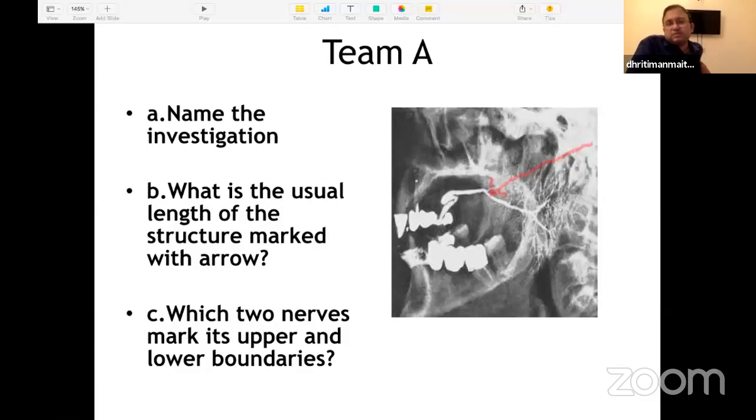Yes, so this is a parotid duct, true. This is a sialogram, or a ductogram is fine. But sialogram is the term. So I'll give you half on that. And length is 5 centimeters, not 15. The nerves which mark its upper and lower boundaries are the upper and the lower buccal. So, I mean, we can give him, I think, 4 out of 10. Or 3. Yeah, 4 out of 10 is fine.